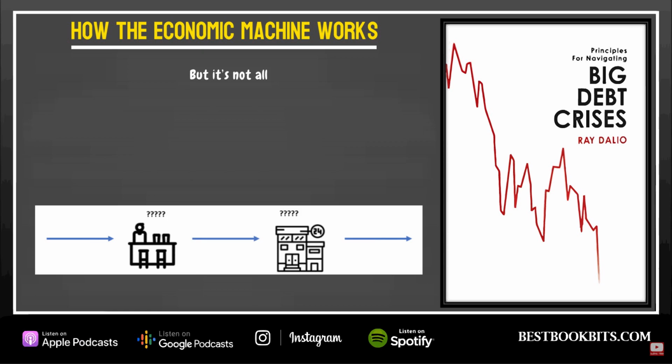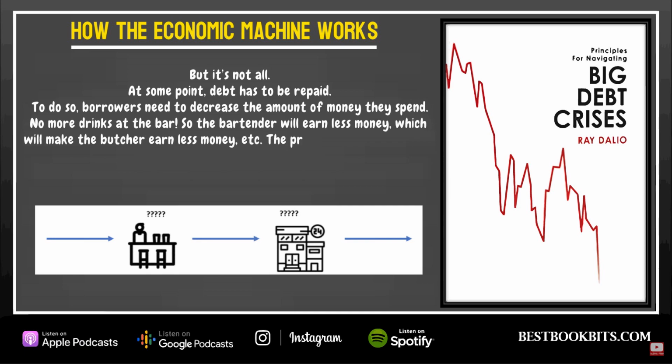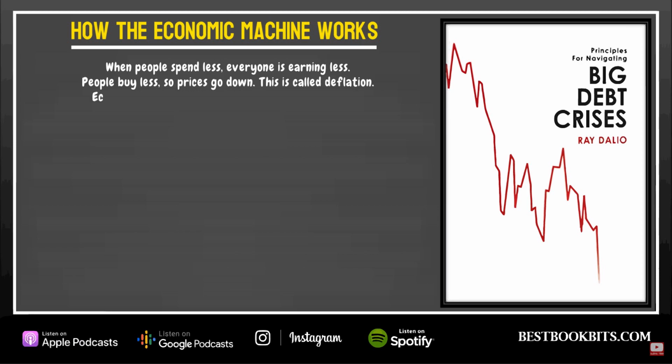But it's not all. At some point, debt has to be repaid. To do so, borrowers need to decrease the amount of money they spend. No more drinks at the bar, so the bartender will earn less money, which will make the butcher earn less money, etc. The productivity of everyone decreases, which drives the income down. When people spend less, everyone is earning less. People buy less, prices go down. This is called deflation. Economic activity decreases and we have a recession.